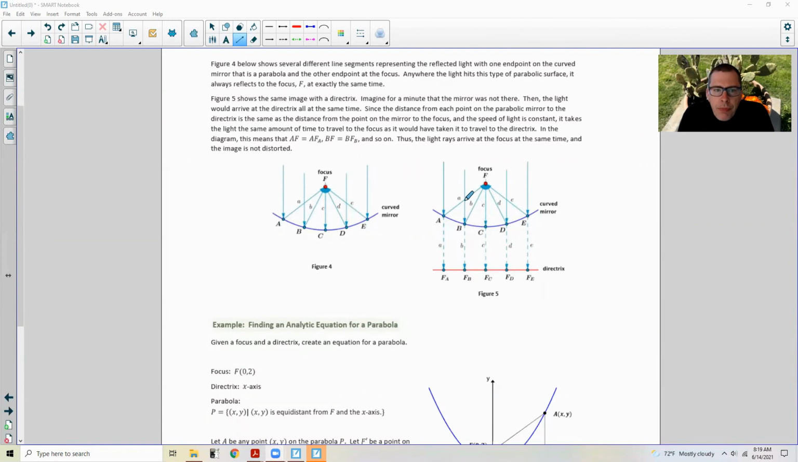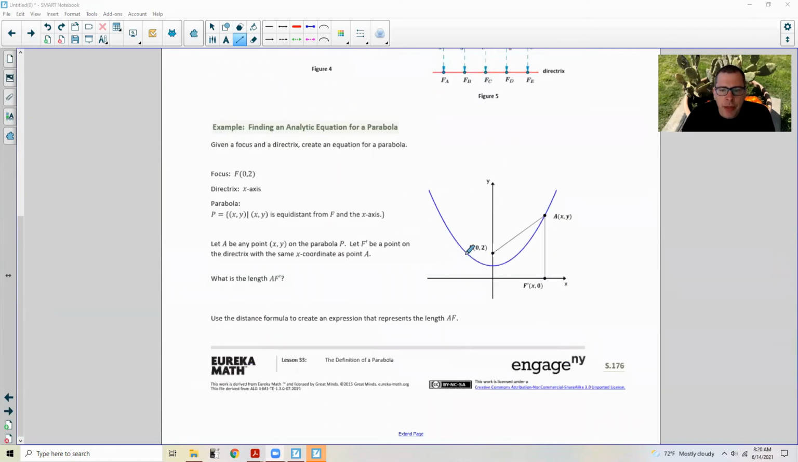All right. So it continues on to say, since the distance from each point on the parabolic mirror to the directrix is the same as the distance from the point on the mirror to the focus, and the speed of light is constant, it takes the light the same amount of time to travel to the focus as it would have taken it to travel to the directrix. In the diagram, this means that AF equals AF sub A, BF equals BF sub B, and so on. Thus, the light rays arrive at the focus at the same time, and the image is not distorted. Okay, so now we're getting on to an example.